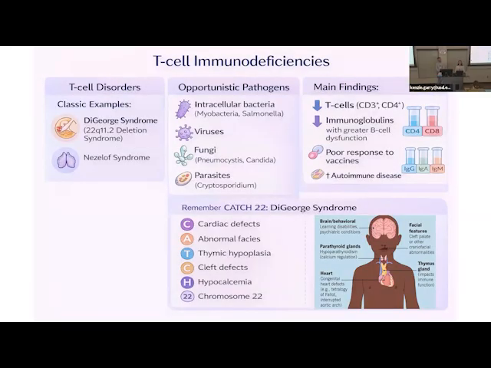And then for T cell immunodeficiencies, I feel like the classic one is DiGeorge syndrome. And you use the classic CATCH-22. That's going to be cardiac defects, so any conotruncal abnormality, which could be a VSD, tetralogy of Fallot, interrupted aortic arch, things like that. And then they have abnormal faces, so they can have a really small chin or hypertelorism. And with the thymic hypoplasia, that is where the T cell deficiency comes into play. So they're going to usually have absent T cells and an absent thymus on chest x-ray. They also have the cleft defects and hypocalcemia, because the parathyroid gland is either hypoplastic or completely absent, and it is a microdeletion on chromosome 22.